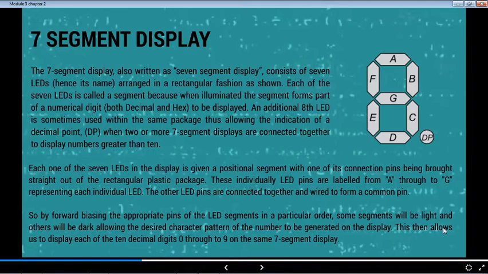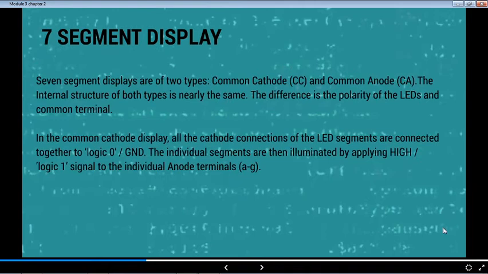By forward biasing the appropriate pins of the LED segments in a particular order, some segments will be lit and others will be dark, allowing the desired character pattern of the number to be generated on the display. This allows us to display each of the 10 decimal digits, 0 to 9, on the same 7 segment display. 7 segment displays are of two types, common cathode and common anode.